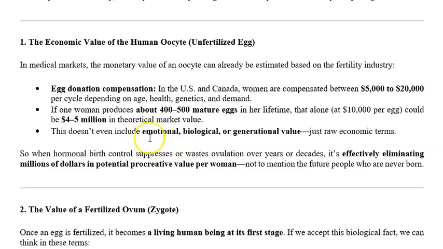This doesn't even include emotional, biological, or generational value, just raw economic terms. It's just an idea of how much value there is in one single woman. A woman is extremely valuable, and the eggs she produces are extremely valuable. How much are we wasting? When hormonal birth control suppresses or wastes ovulation over years or decades, it's effectively eliminating millions of dollars in potential procreative value per woman, not to mention the future people who are never born. Plus, you have to pay to destroy your own fertility.